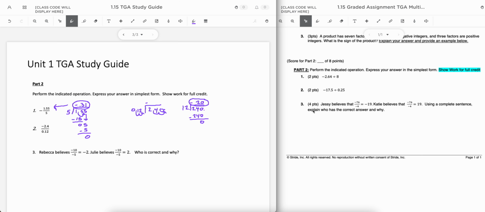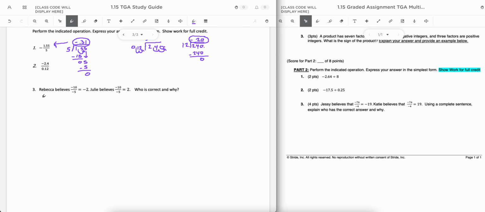Okay? All right, number 3, the last part here says, Rebecca believes negative 10 over negative 5 equals negative 2. Julie believes negative 10 over negative 5 equals positive 2. Who is correct and why? So this is basically asking you, is a negative divided by a negative a positive? And in this case, Julie would be correct.